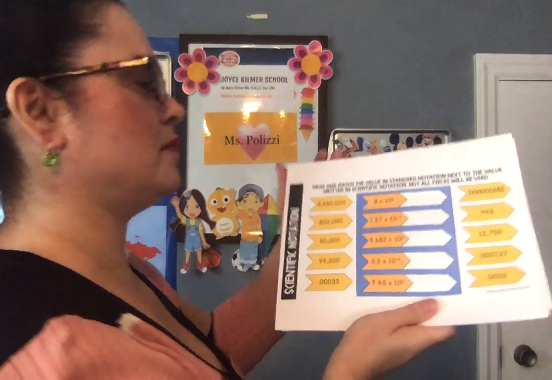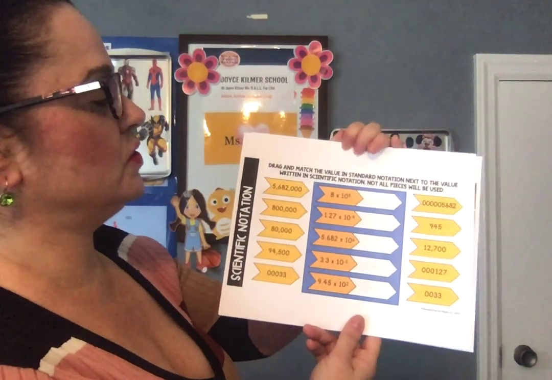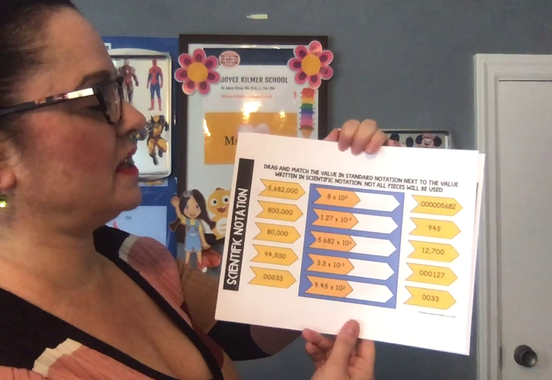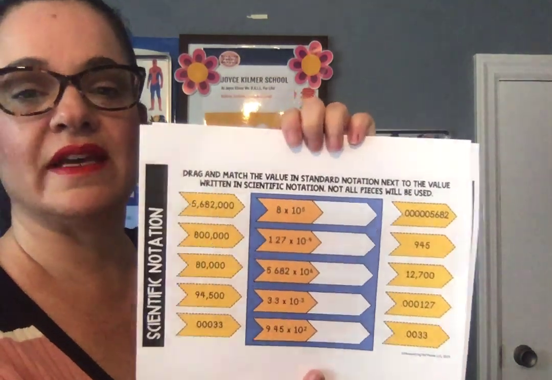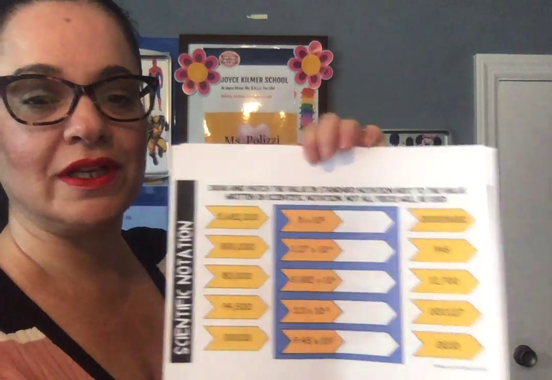On day 25, the first page that you will see has some numbers written in standard notation. You'll go ahead and have to drag and match the value in standard notation next to the value written in scientific notation. So let's just go over what that will look like, okay?